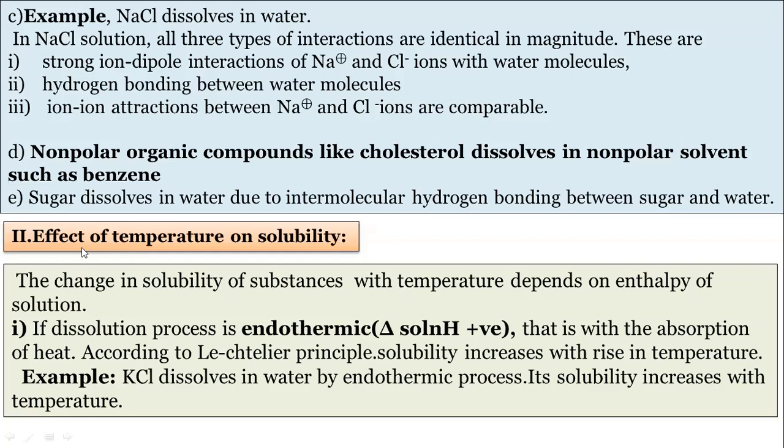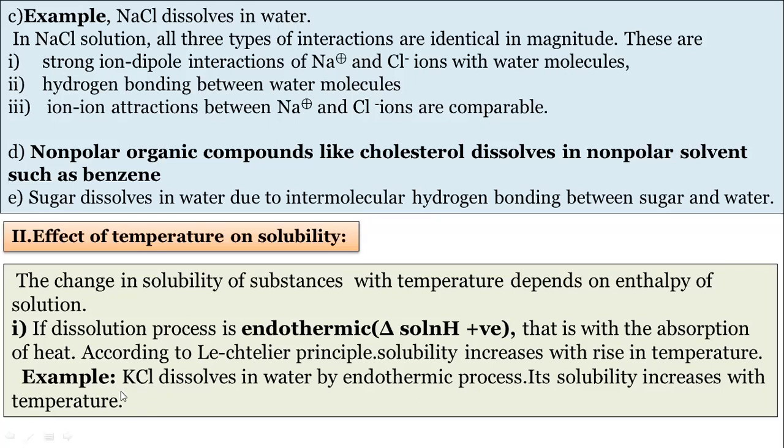Then next one, the effect of temperature on the solubility. We know the solubility changes with temperature. Generally, solubility increases with increase in temperature, but this is not always true. We will take one example. Endothermic and exothermic process. Endothermic means there is absorption of heat, and exothermic means there is a release of heat. So we will take these 2 examples here.